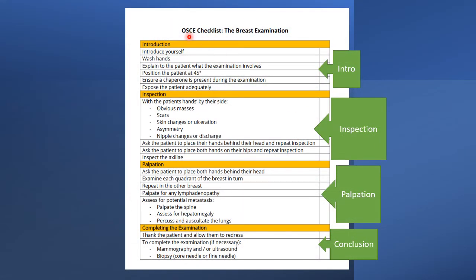Okay, this is the OSCE checklist for breast examination. First, introduction, inspection: masses, scars, symmetry, nipple discharge, and so on. Then you've got your palpation, palpating the lump and other aspects of the breast. And the last one is conclusion, thanking the patient and preparing a short summary of the patient's findings.